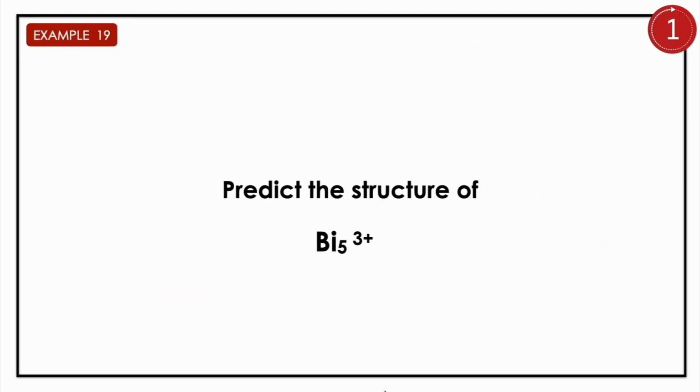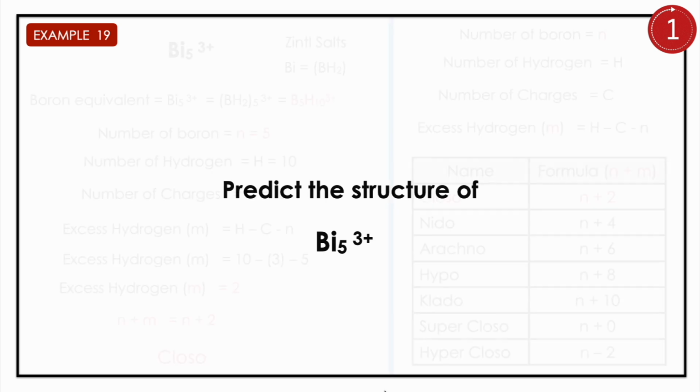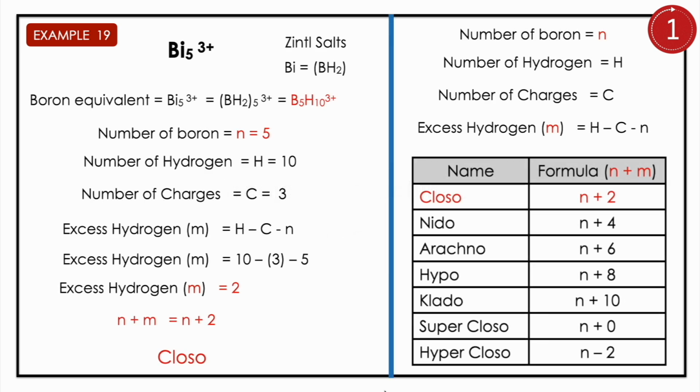Then the next example, here Bi5 3 plus is given. You should find the structure using Wade's rule. Here only bismuth metal is there. Technically it is a Zintl salt, so it is a hetero system. We should write bismuth equivalent. Bismuth is in nitrogen series. It is the BH2 system. So for bismuth we should write BH2.